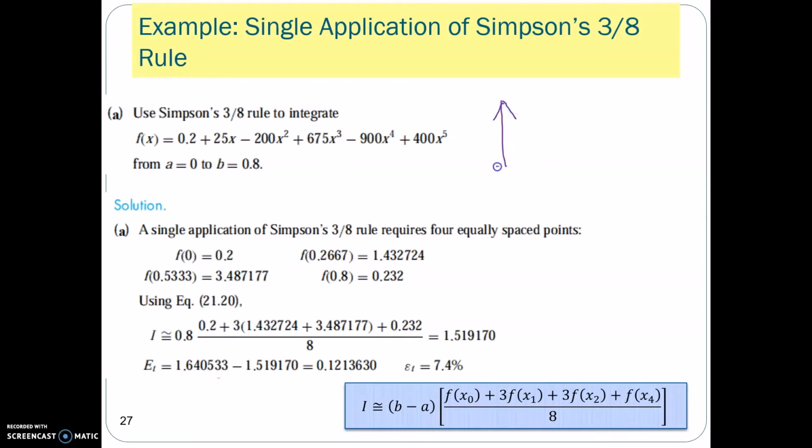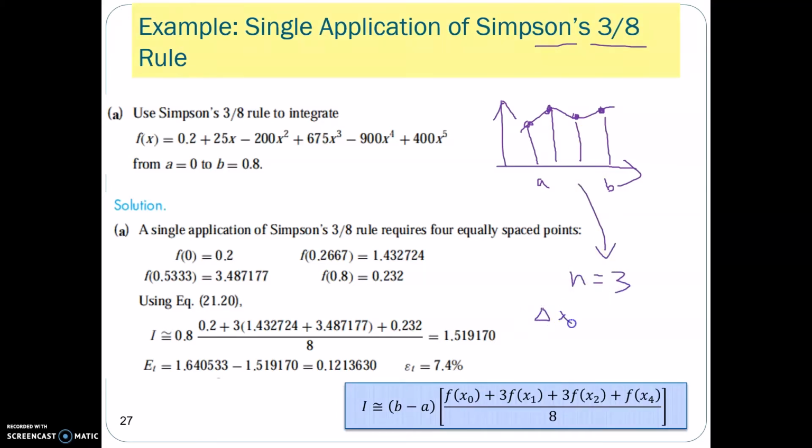Let's try to solve this by using the Simpson's 3/8 rule. So you have one function, you want to integrate it from a to b, and for the Simpson's 3/8 rule, you need 4 points on this function, which form 3 segments. So in this case, n is equal to 3, so you can use this formula to obtain the delta x. b and a are 0.8 and 0. Substitute inside, you obtain 0.8 divided by 3 as the delta x.